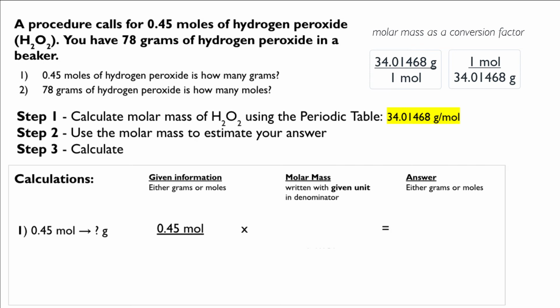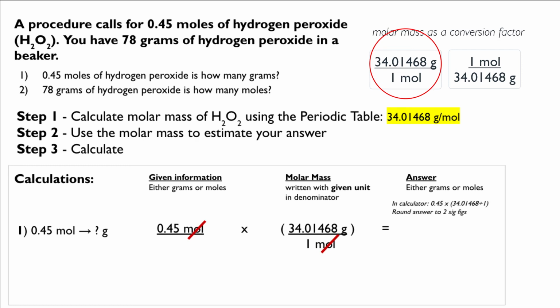Our molar mass is going to go as a conversion factor next, and I'm going to put the unit that I am starting with, so in this case moles, in the denominator of my molar mass conversion factor. So 1 mole will go in the denominator, and the grams, 34.01468, will go in the numerator. Moles will cancel out, and I will be left with the unit grams.